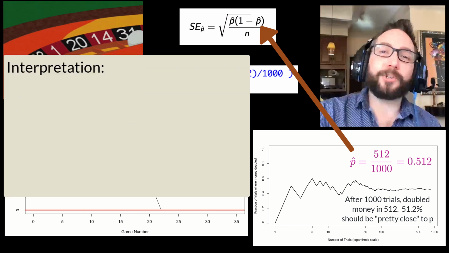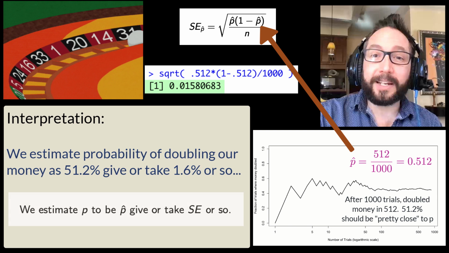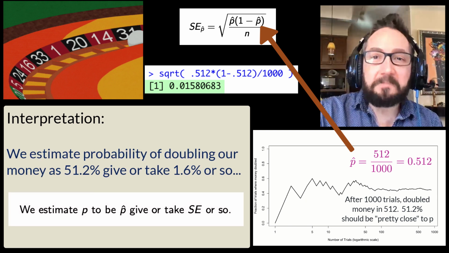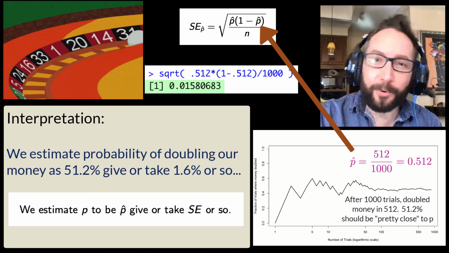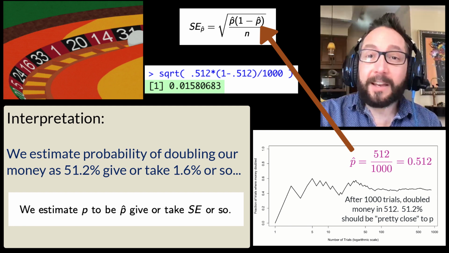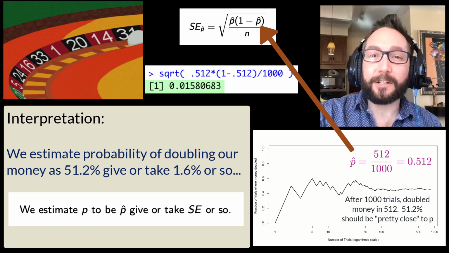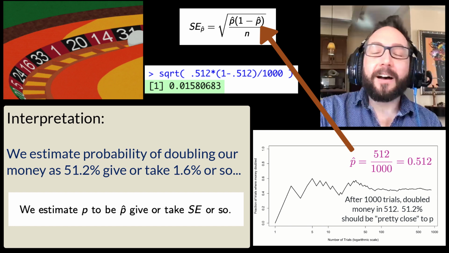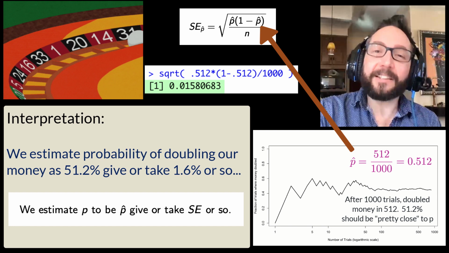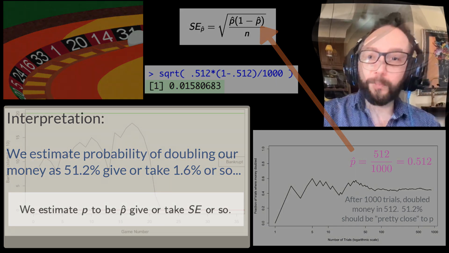So how do we want to interpret this? Well, my favorite way is to say that our estimated probability is p hat, give or take a standard error or so. Or putting it into the context of this problem, our estimated probability of doubling our money is 51.2%, give or take about 1.6 percentage points or so. I think that provides a nice tidy way of interpreting the value of p hat and the standard error so that we all get and understand what those numbers mean.